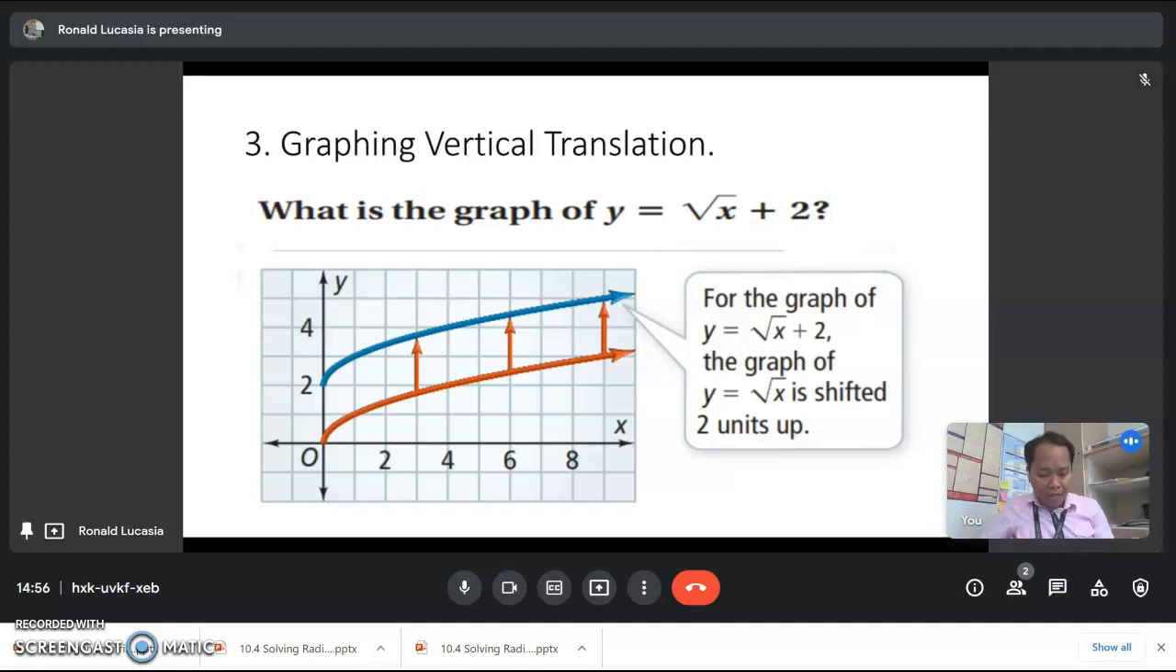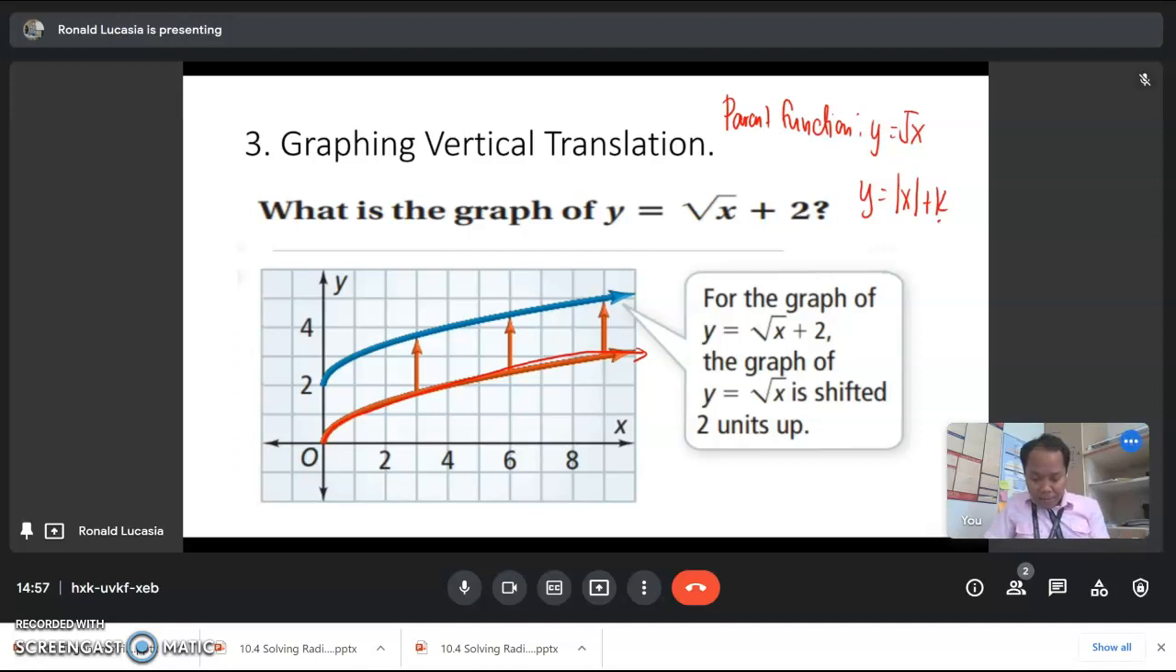Remember that the parent function of the square root is y is equal to the square root of x. And this is the parent function. Okay? Recall that when you have the vertical translation, you have y is equal to the absolute value of x plus k. The value of k here shifts the graph up and down. Up when the value of k is positive, and down when the value of k is negative.